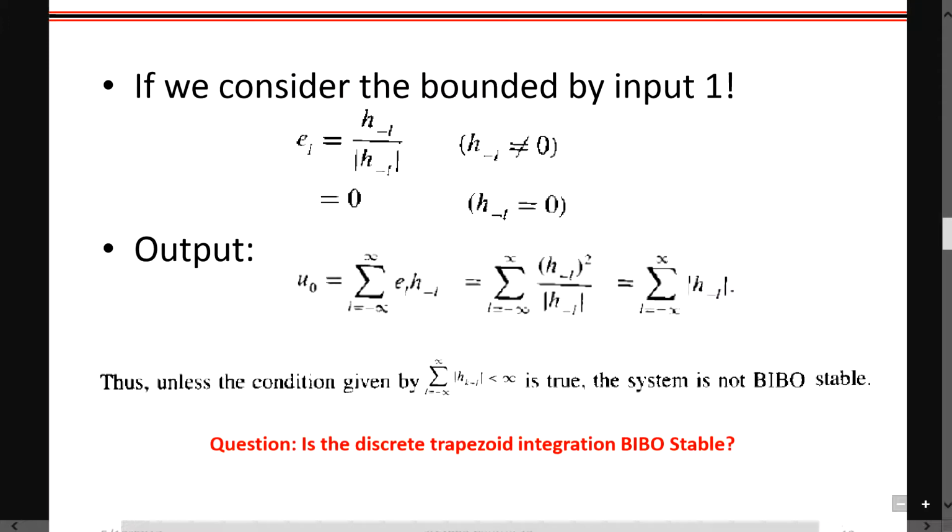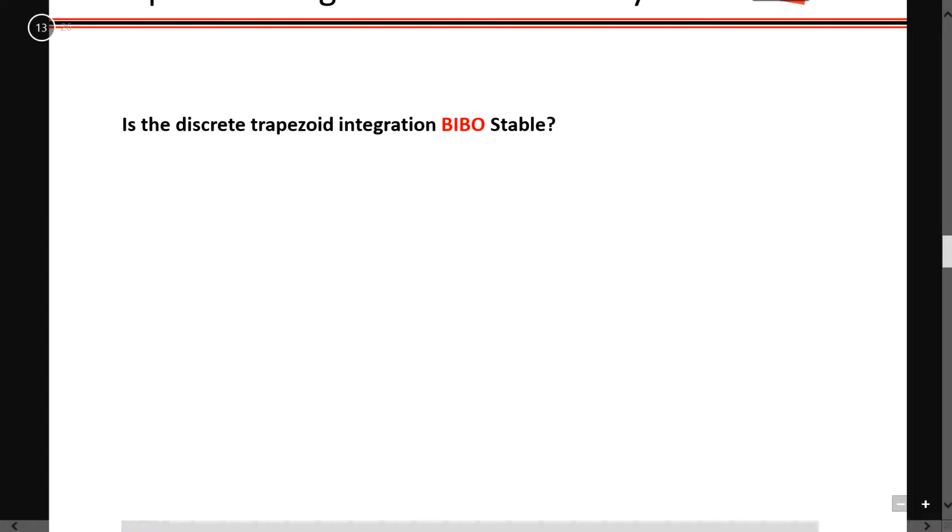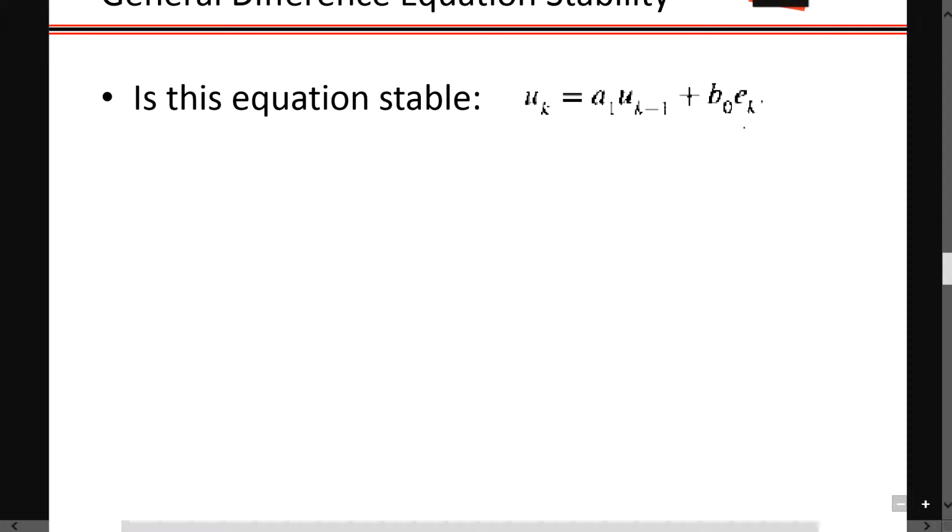So let's carry on. Read this if you're free on the bus. Is this stable? No, not stable. We proved already. Is this equation stable? We need to input a certain input. Later on, then you can calculate yourself.